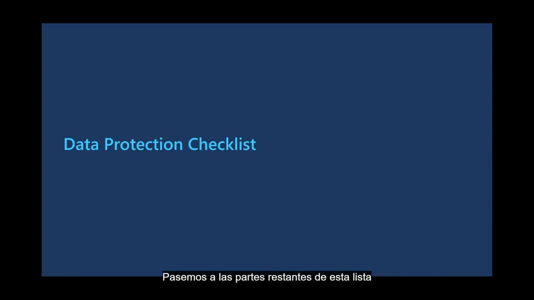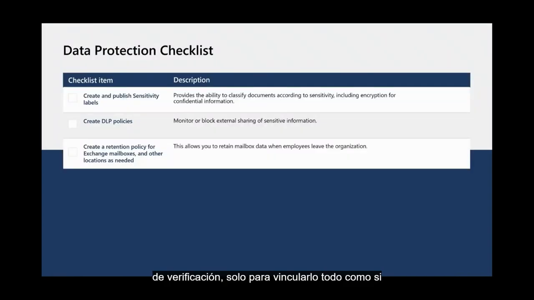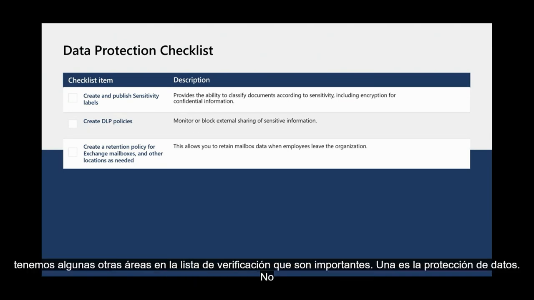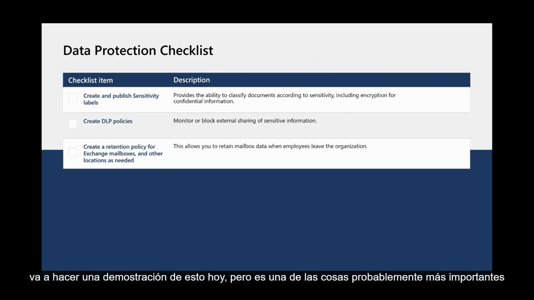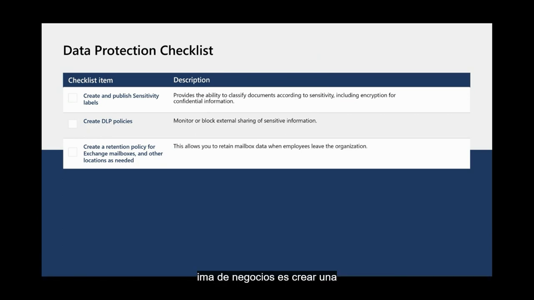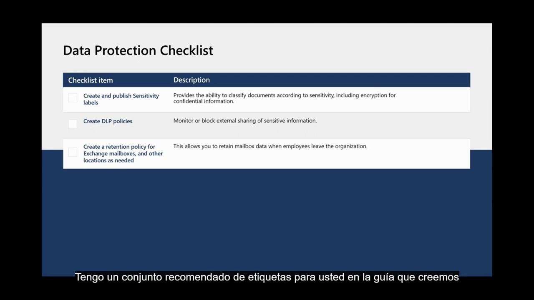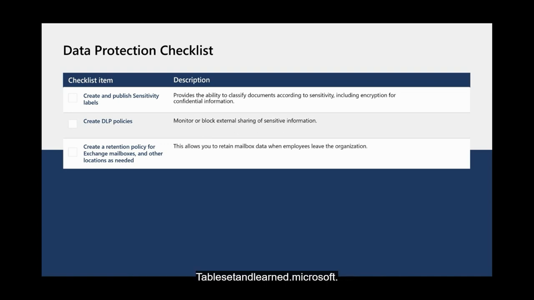Let's go over the remaining portions of this checklist just to tie it all off. We do have a few other areas in the checklist that are important. One is data protection. I'm not going to demo this today, but one of the more important things to do with Business Premium is to create and publish sensitivity labels. This is easy to do. I have a recommended set of labels for you in the guide that I think is appropriate for SMB. If you want something a little bit more complex, we publish a default label set on learn.microsoft.com.